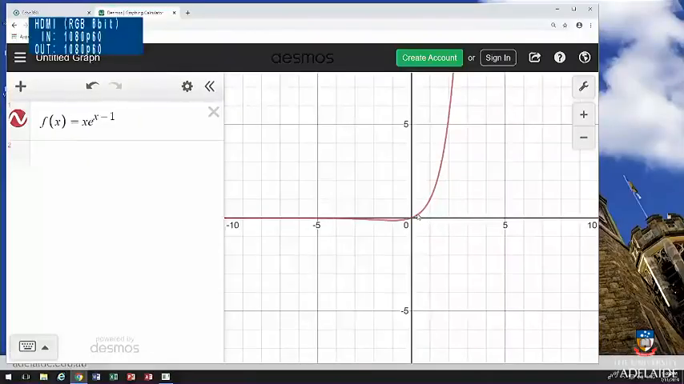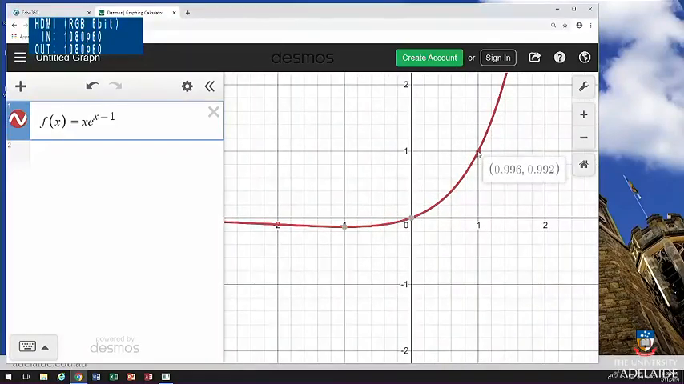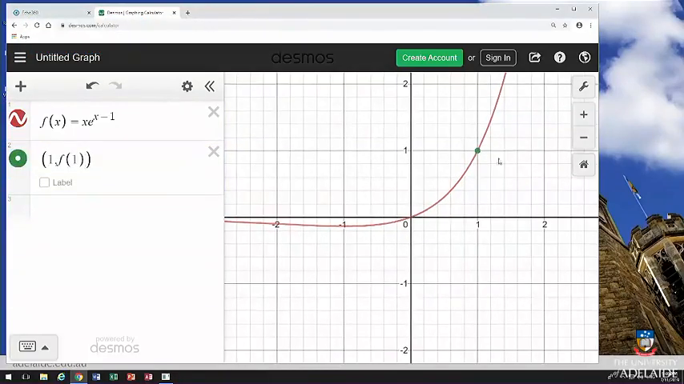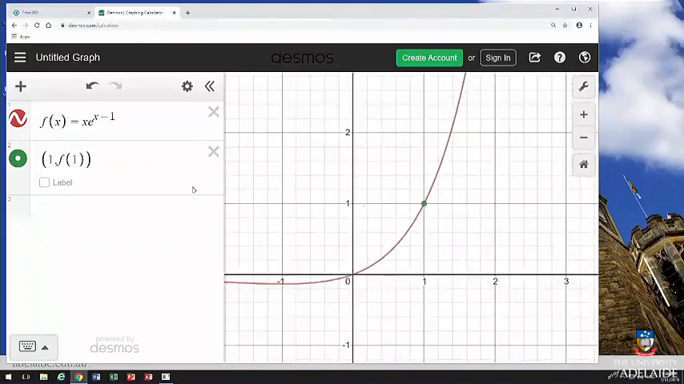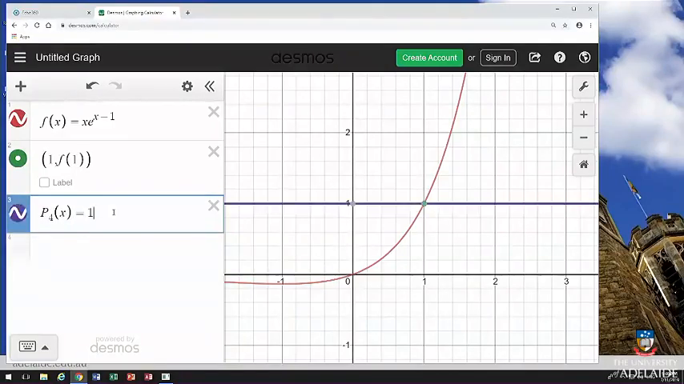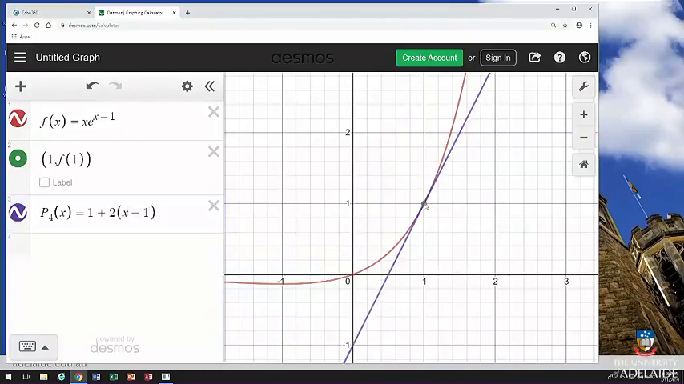So this is the function. I'm just going to zoom in a bit. And this is the point where x is equal to 1, just there. That green point just there is the point where x is equal to 1. And I'm going to start making my Taylor polynomial. So that's when I've just got the 1 at the beginning. And now I'll put the next term in. And I can see that it's the tangent at this point. And now I'll put the next term in.